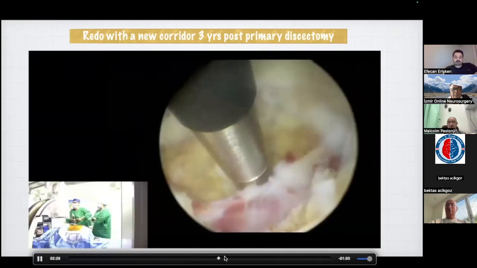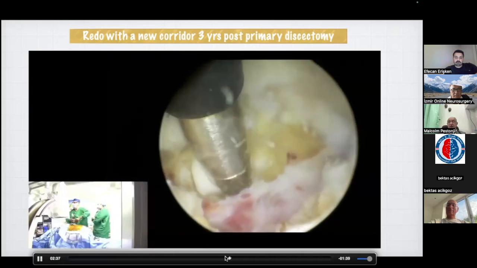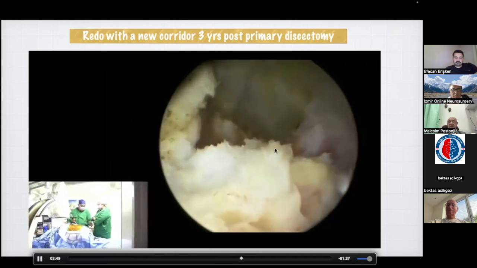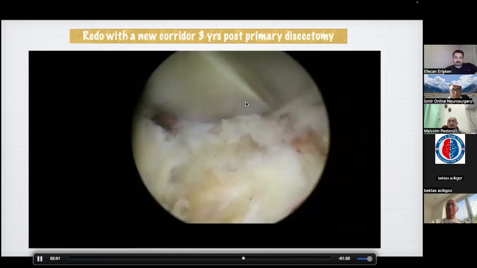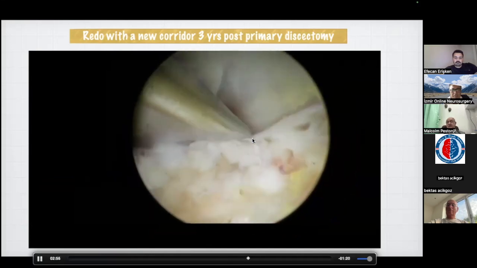We are doing the osteotomy. We are going down onto the discal surface, gentlemen. You can see how nicely we have identified the root, the discal surface, but I'm not happy. I want to see the traversing root.